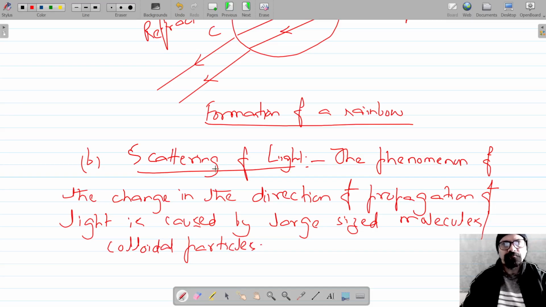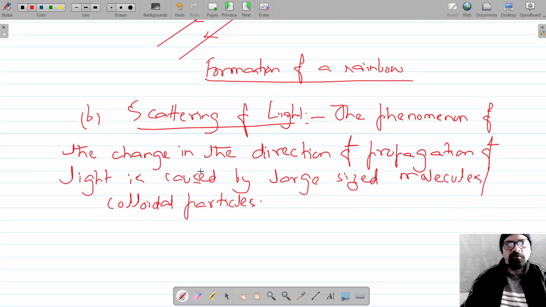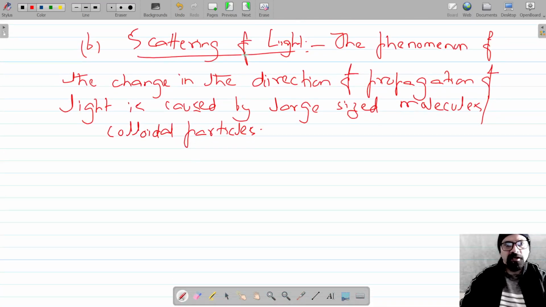Okay, now what is the next part? Why does the sky appear blue? So it appears blue because of the scattering of light. And now here, for this our answer should be when sunlight passes through the atmosphere.